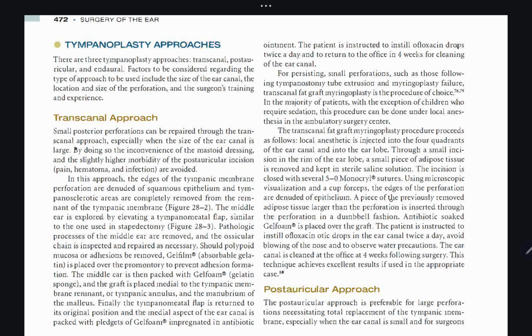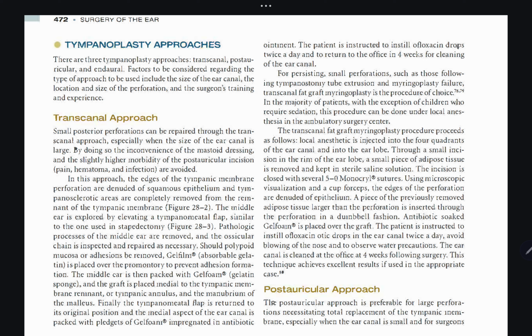The patient is instructed to instill ofloxacin otic drops in the ear canal twice a day, avoid blowing of the nose, and observe water precautions. The ear canal is cleaned at the office at 4 weeks following surgery. This technique achieves excellent results if used in an appropriate case.